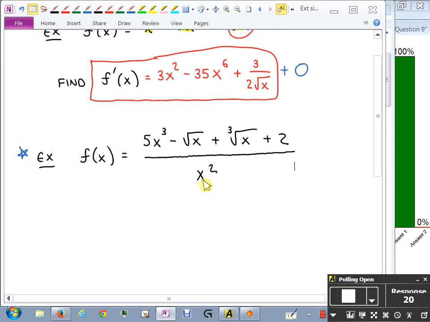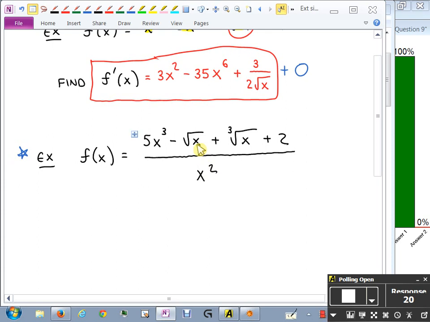What you cannot do, and which I see people do, is you say, oh, derivative of this is 15x squared. Derivative of this, you have a negative here. 1 over 2 root x over here, 1 third something, blah, blah, blah. Over here, 0. And then they put divided by what? 2x. Completely wrong. It does not work that way.